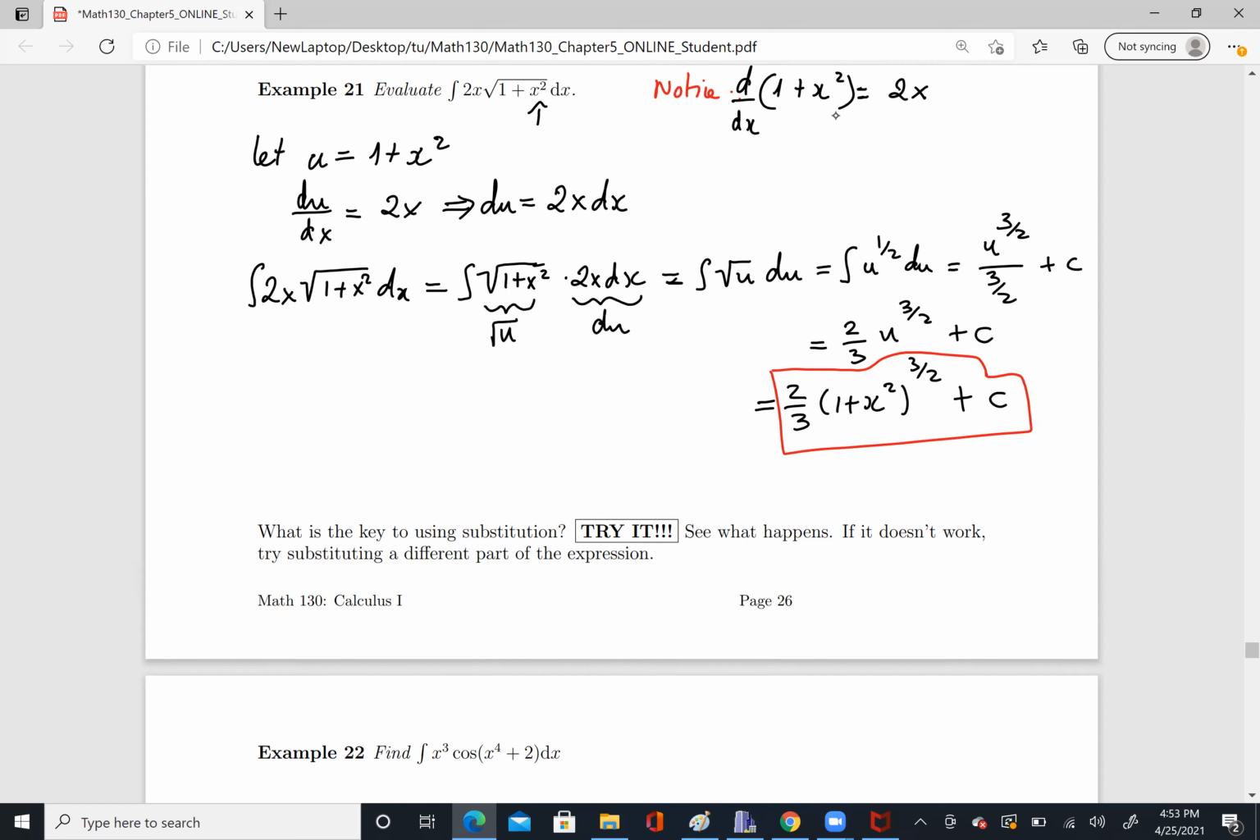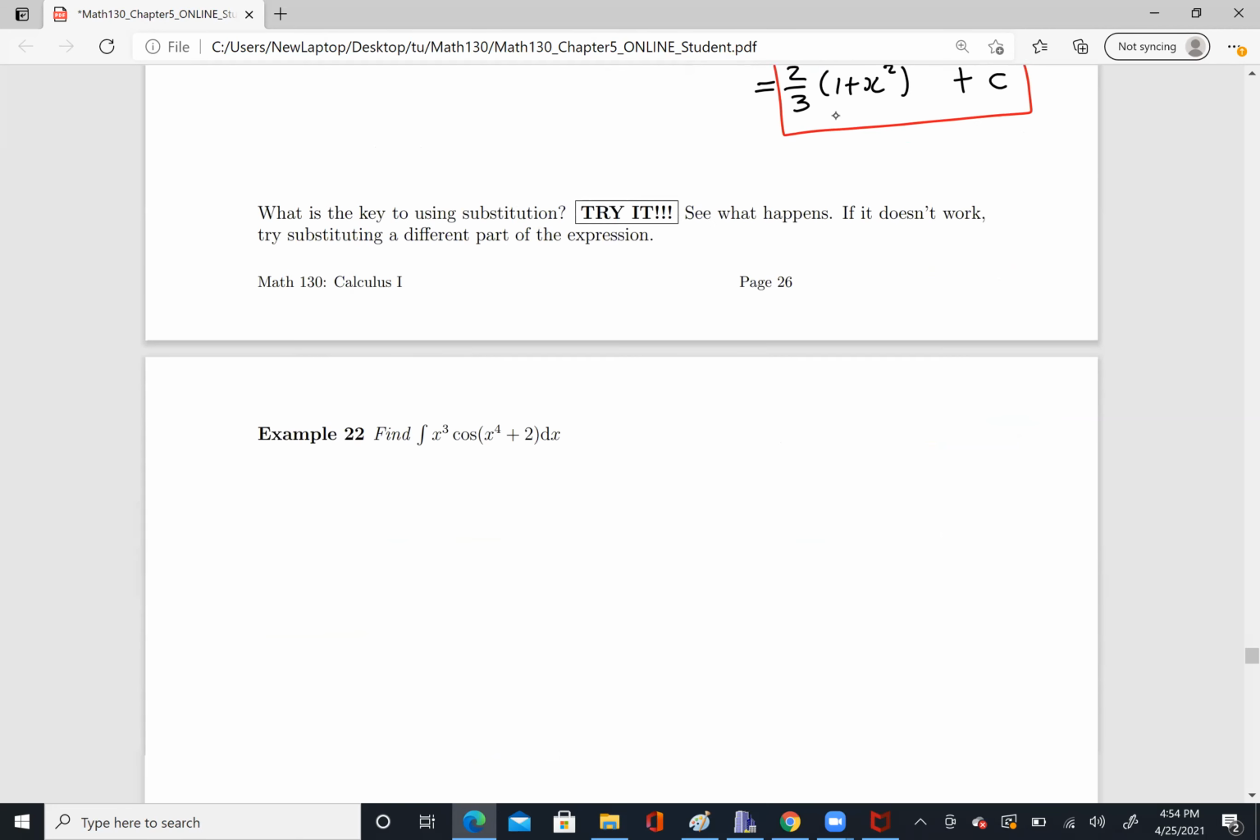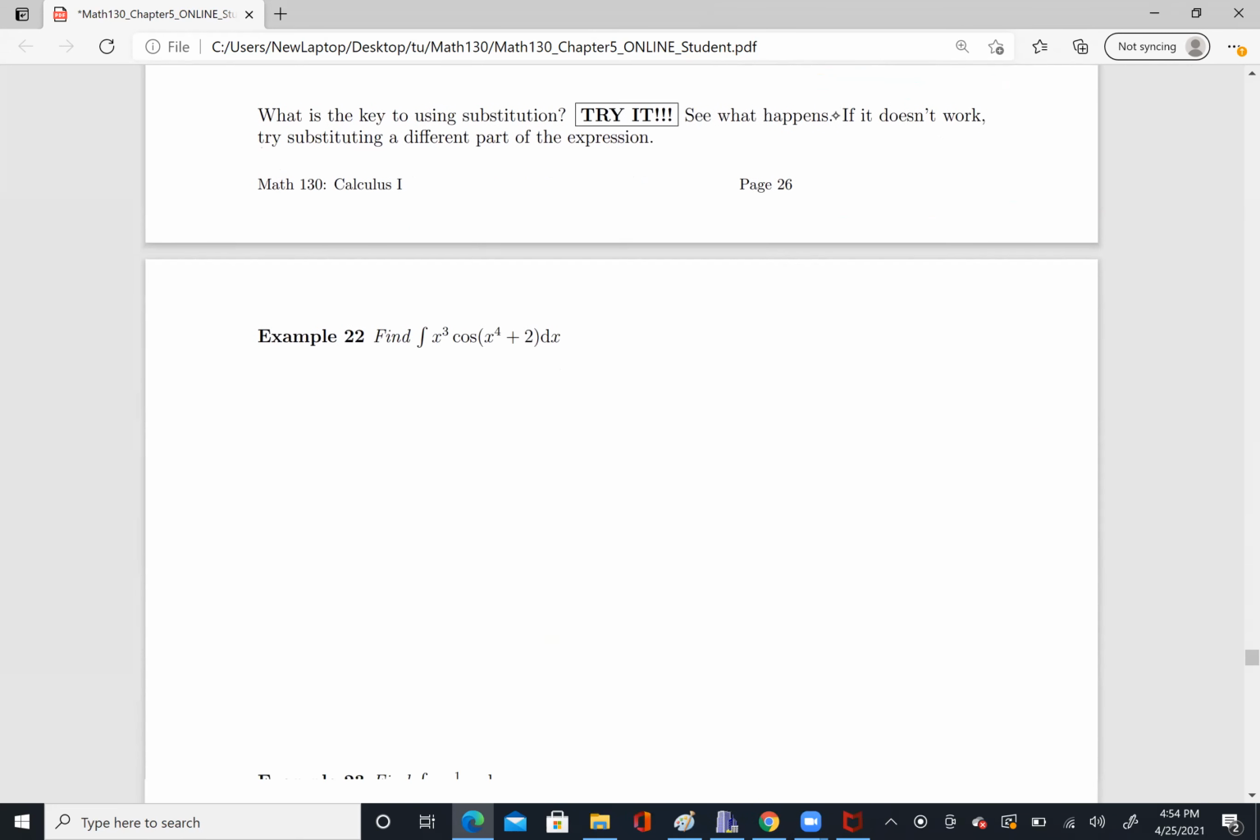And what's the key to using this relationship? We try it, see what happens. And if it doesn't work, try substituting a different part of the expression. So basically, you have to try some part first, and then see if it fits. If it doesn't, then you have to try another. So, for example, let's move to 22 over here.